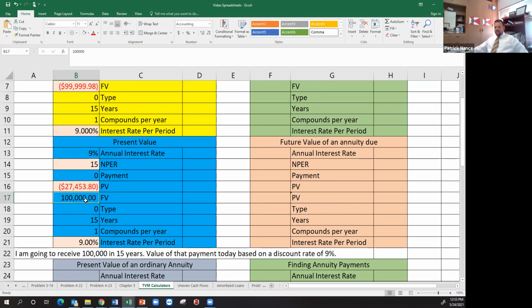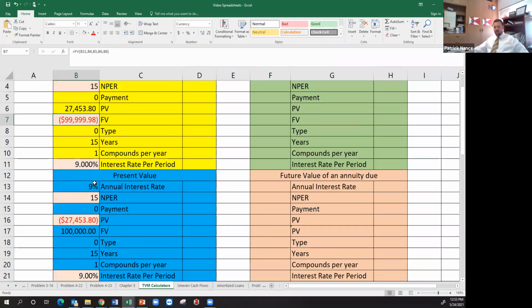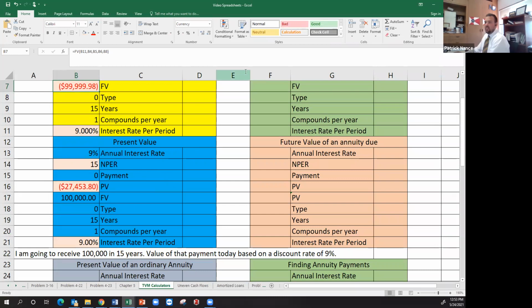15 years from now, if I discount that back to its present value, it's $27,453.80. Also, I could say it a different way and say, if I invested $27,453.80, and I had a growth rate of 9%, in 15 years, it'd be worth, and like I said, rounding, there's a couple pennies, but it'd be worth $100,000 15 years from now. And that is the present value calculation in Excel.